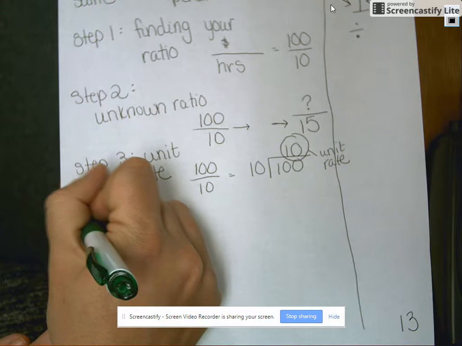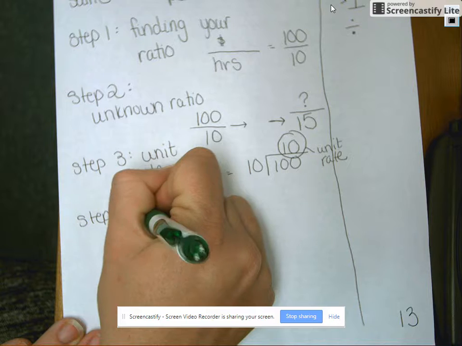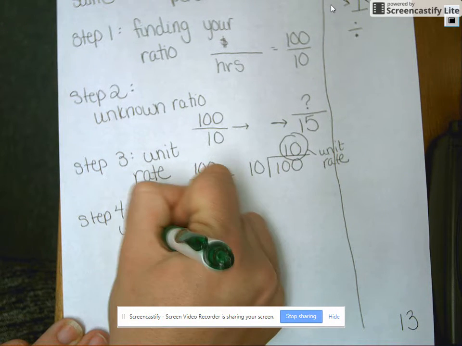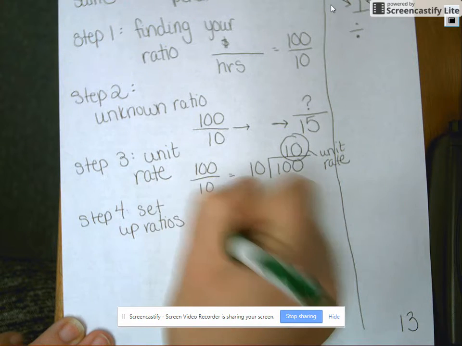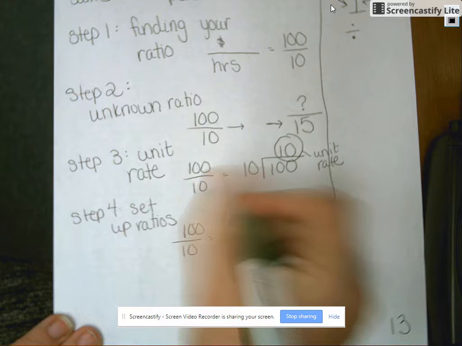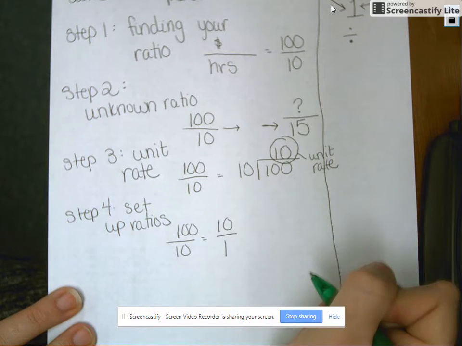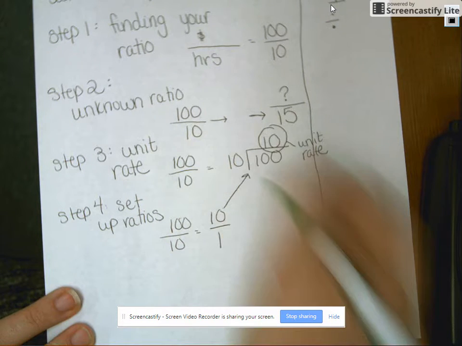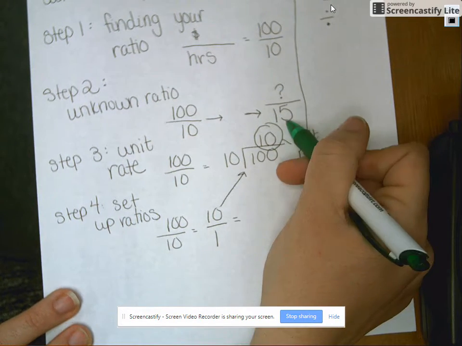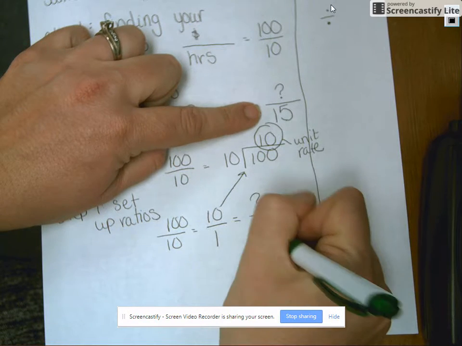Step 4 is I set up my rates or set up my ratios. Okay, so I have 100 to 10, which equals $10 for 1 hour. Remember, that's my unit rate that I found in step 3. And that equals my unknown rate. So something over 15 hours.